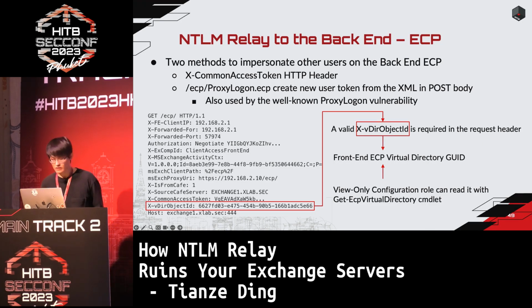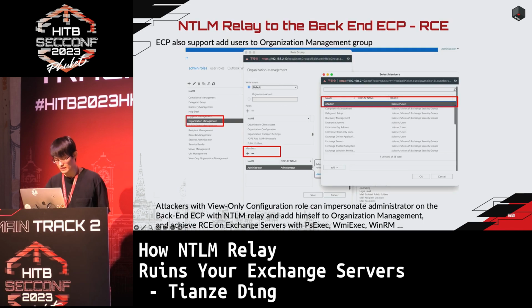Okay. We can also achieve RCE with the backend ECP. ECP supports two methods to impersonate other users. We can use any of them to impersonate victims. But there's an HTTP header called msExchEcpCanary-VDirObjectID that is needed when sending the request to the backend ECP. The ID is the frontend's ECP virtual directory GUID. The ID cannot be read by normal domain users. Only the View-Only Configuration role can read it with the Get-EcpVirtualDirectory cmdlet. So the View-Only Configuration role is needed to access the backend ECP.